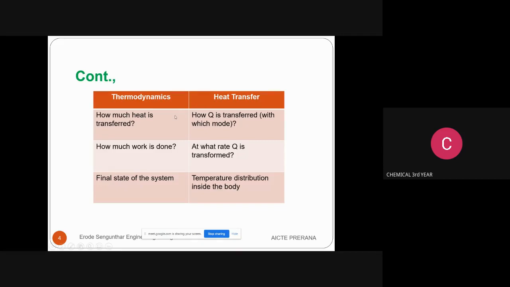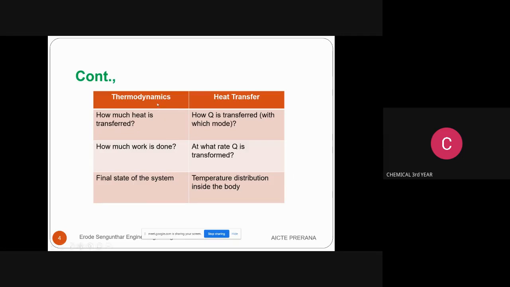And in thermodynamics we discuss the initial and final state of the system. But in heat transfer we discuss the temperature distribution at each and every point inside the body or outside the body, whatever it may be. Here Ti, T naught, T1, T2, T, like that. At each and every point, how the temperature variation occurs, we discuss specifically in heat transfer. These are the main differences between thermodynamics and heat transfer.